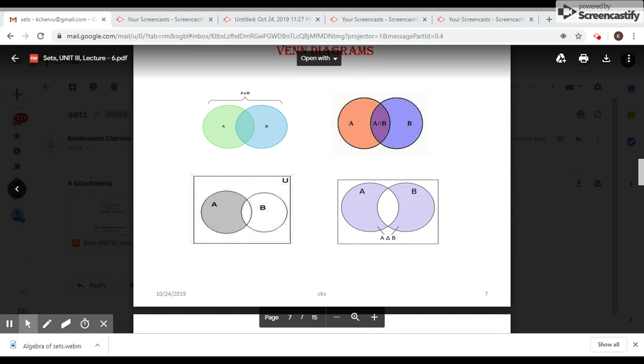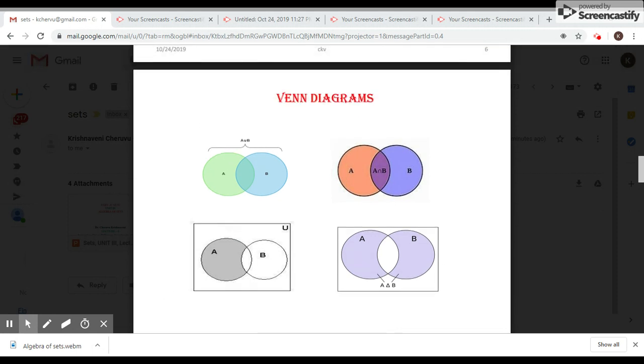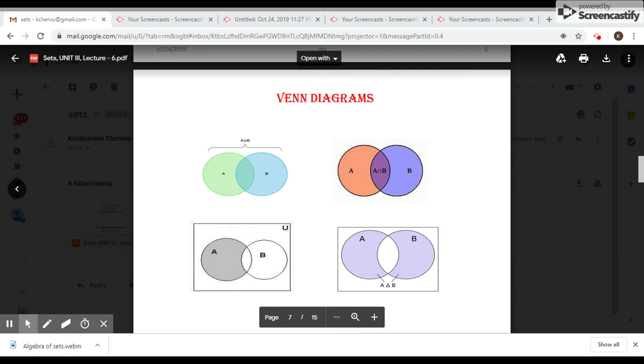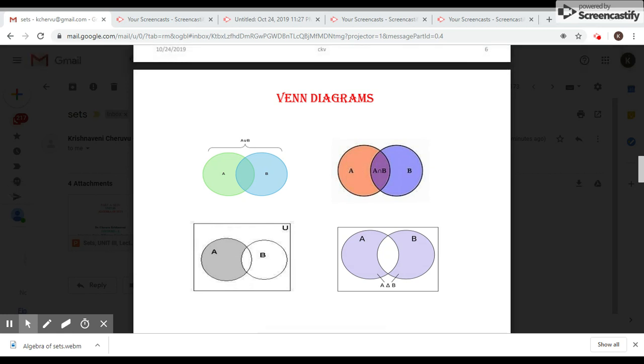Here are a few examples. As we discussed earlier, A union B is a set of the elements which are either in A, or in B, or in both. Whereas A intersection B is a set of those elements which are both in A and B. This portion is A intersection B, whereas the entire portion will give you A union B.